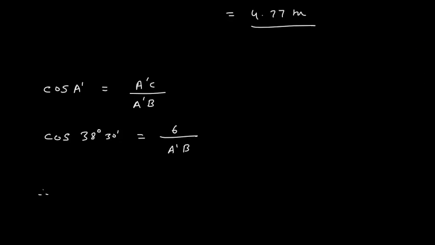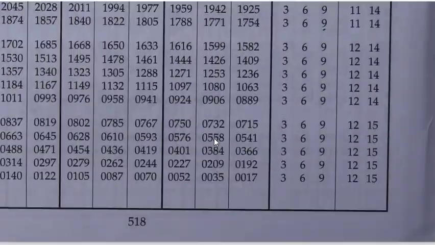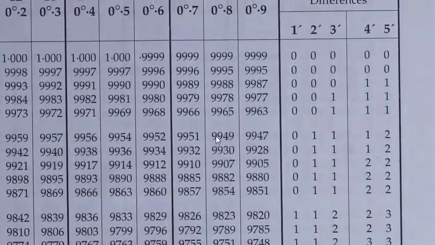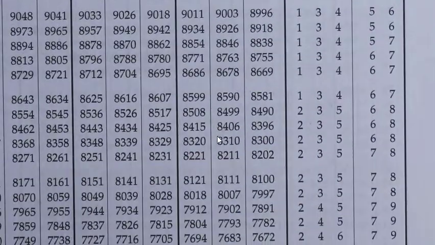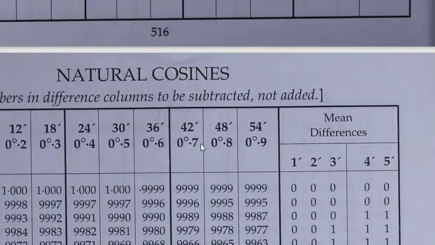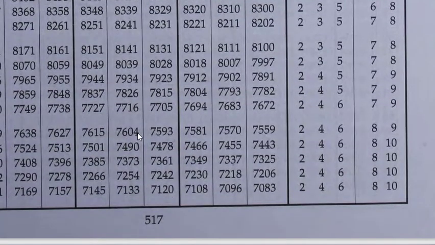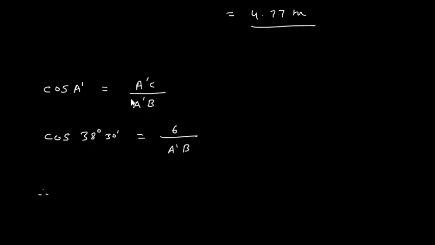So for cosine of 38 degree 30 minute, again we will see the table. This is tan, this is cosine. We have to look at 38 degree, and for 30 minute, this particular column. So 38 degree 30 minute, and the value is 7826. So 0.7826 is equal to 6 divided by A dash B.